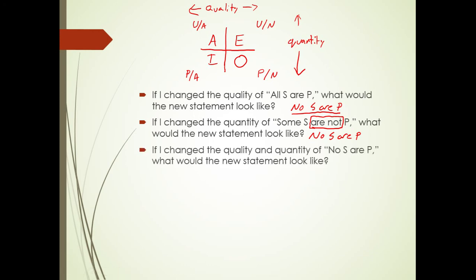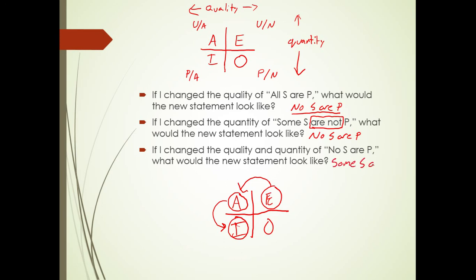And a last one, if I change the quality and quantity of no S are P, what would the new statement look like? Yikes. So you got your grid, A, E, I, O. The E form statement says no S are P. So you're starting here with your E form statement. The first thing you're asked to do is change the quality. So you'd go from your E to the A, but we're not done yet. Then we want to change the quantity as well. So you'd go from your A to the I. And so the final answer is going to say some S are P. And that's how you'd play with the quantity and quality of these statements.